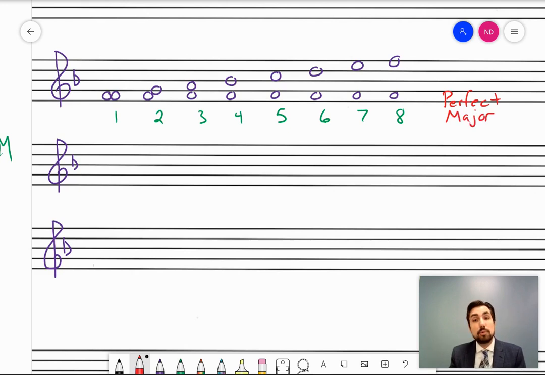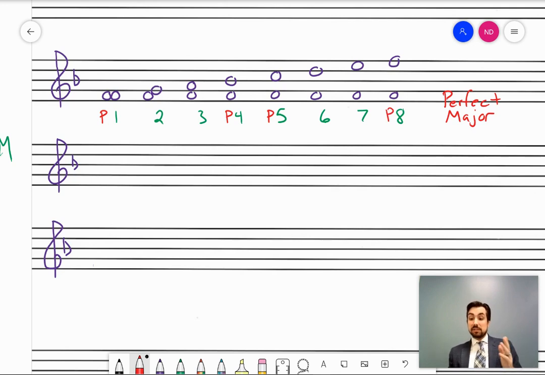Perfect and major are the two qualities that apply when, in an interval, the top note is a member of the bottom note's major scale. Intervals that are perfect in the major scale are unisons, fourths, fifths, and octaves.